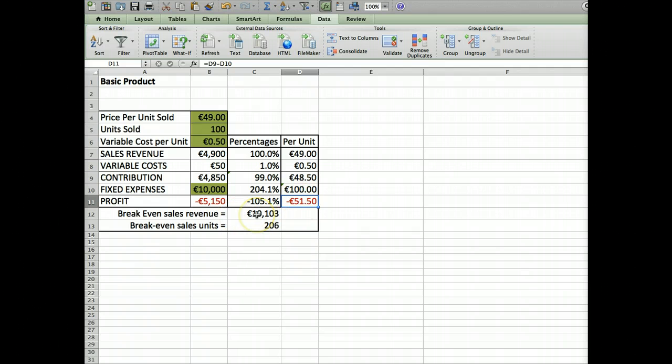But it actually tells you at the bottom. This is the great part. It says that if you were to use that model with this amount of fixed expenses, that amount of variable cost per unit, and you're selling that many units, you need to sell exactly 206 just to break even with the cost of your business without making any profit. And for the break-even sales revenue, you have to bring in a minimum of 10,103 euros to break even.